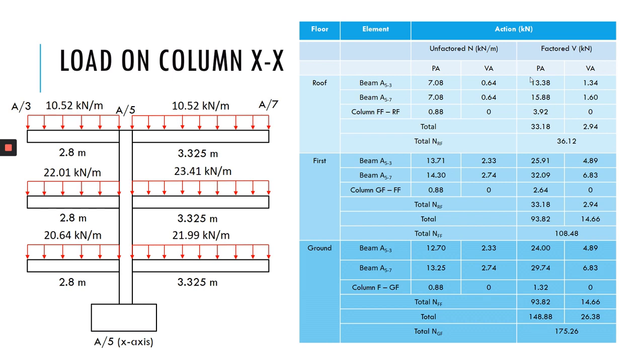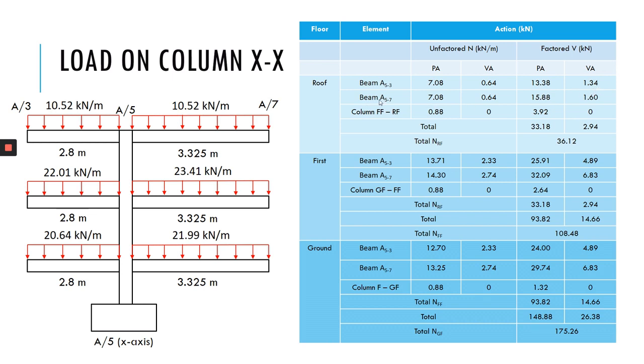So it's equal to 1.35, which is the factor for permanent action, times 7.08, which is your W, and then times your L here for length, 2.8, which is then divided by 2, you will get 13.38. Okay, for the variable action here is 1.5, which is the factor for variable action, times 0.65, times 2.8 length divided by 2, you will get 1.34.